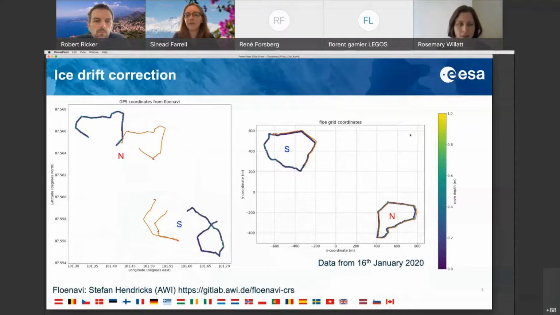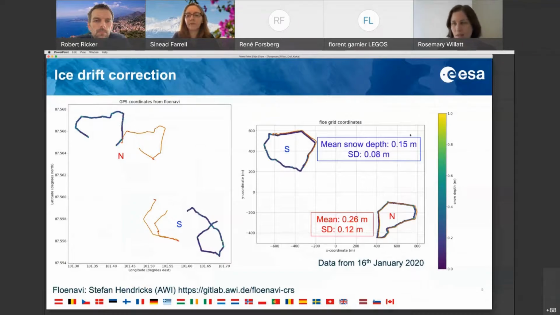MagnaProbe provides an indication of the snow depths. I'm going to look at data from two transects, the northern and the southern transect. The northern transect had deeper snow with more snow depth variability, and the southern, shown here in blue, had shallower snow with less snow depth variability. And because the Kuka and MagnaProbe snow depths were not time coincident, the coordinates have been mapped onto one another using some software developed by Stefan Hendricks.